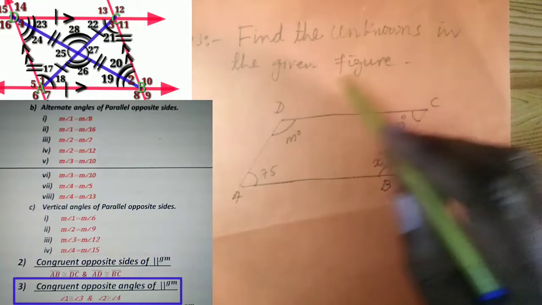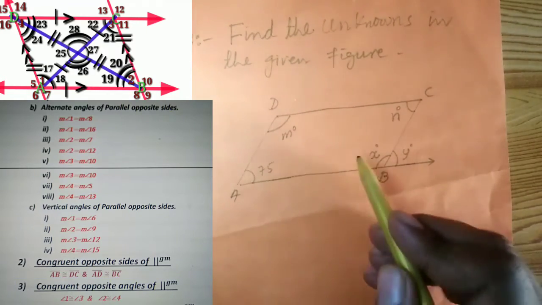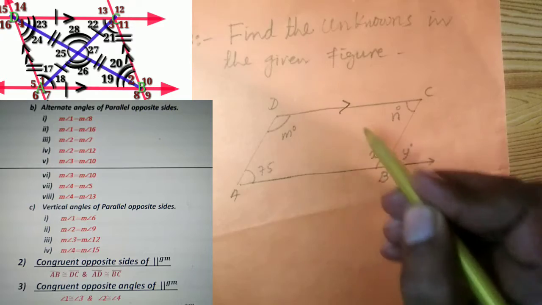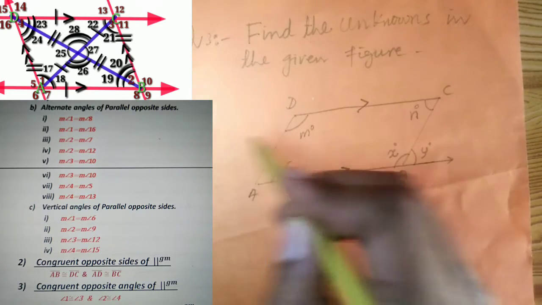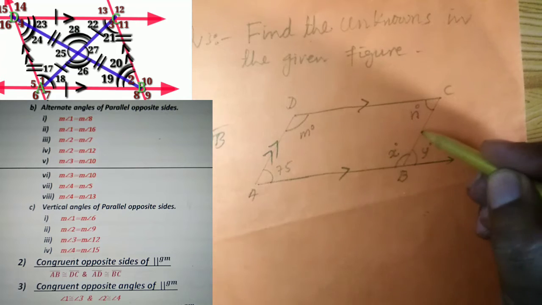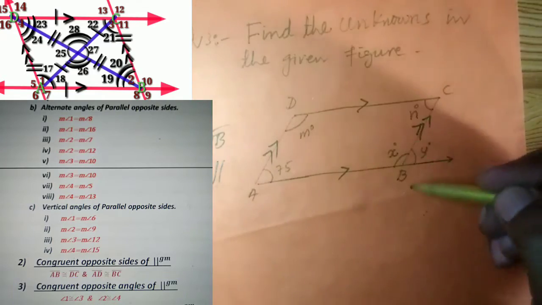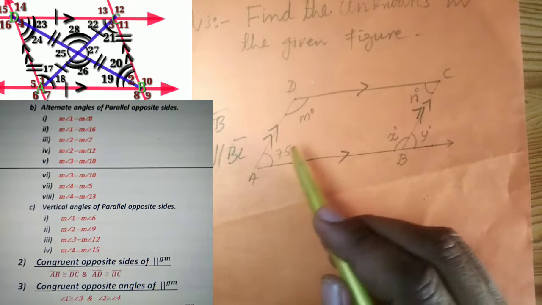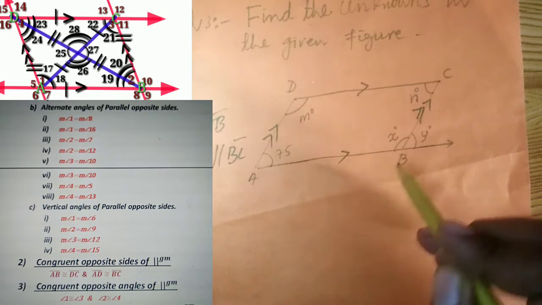Question 3. Find the unknowns in the given figures, in which a quadrilateral whose opposite sides are parallel means side DC is parallel to side AB and side AD and side BC are parallel. Then it forms parallelogram ABCD.